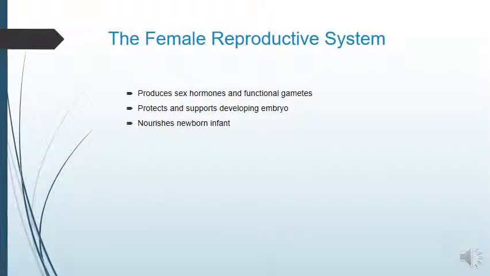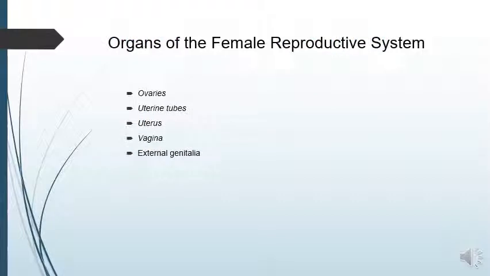So let's look at the female reproductive system. It produces sex hormones and functional gametes. It protects and supports the developing embryo, and it nourishes the newborn infant. Remember that the essential organ for the reproductive system of the female are the ovaries, or an ovary, you don't have to have two. And we look at the other organs of the female reproductive system, the uterine tubes or the fallopian tubes, the uterus, the vagina, and the external genitalia.